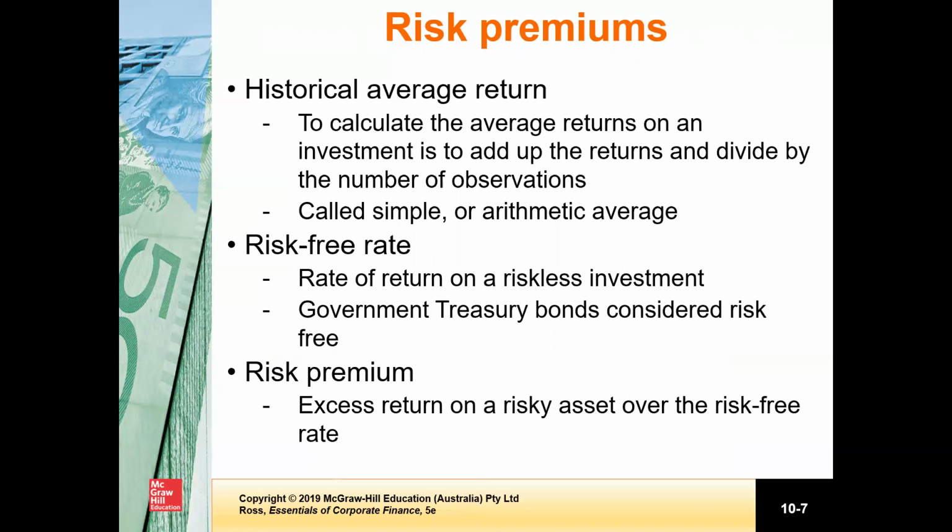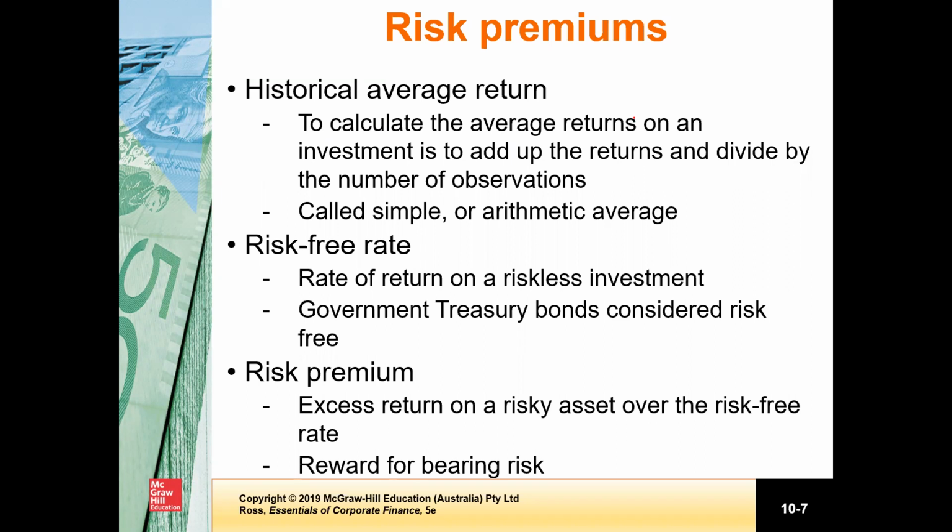Now, let's talk about historical average return, risk-free rate, and risk premium. The example that we have seen in the previous slide was an investment that was held for 1 period, so 1 year. So we had 1 return. Now, it might be possible that an investment is held for several periods, several years, and we may be interested to calculate an average rate of return over the period.